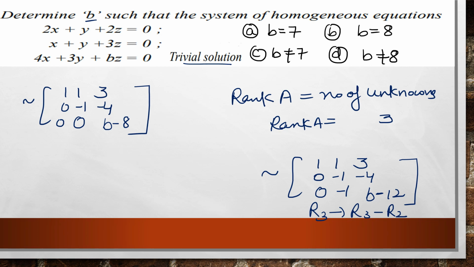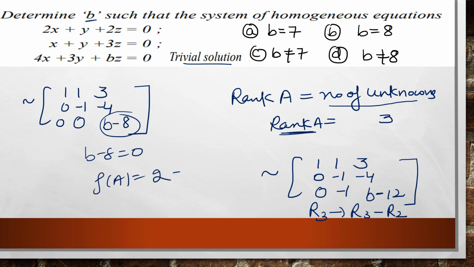So they are asking you to have a trivial solution, and trivial solution exists only if rank is equal to number of unknowns. Means I need rank 3. Now if B minus 8 is 0, then rank will be 2, which is not acceptable for this case. So that means B minus 8 should not be 0, so B should not be 8. So D option is the correct option. Fine. Now let's move to the next question.